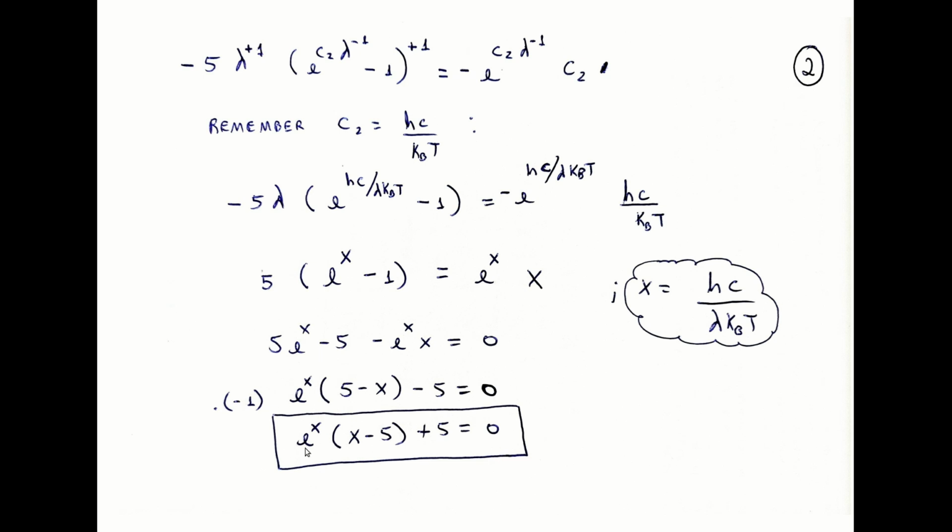Okay, so this function is e to the x multiplied by x minus 5 plus 5 equals 0. If I can find the solution for this function, I can find the value of x, and if I substitute the value of x here, I can arrive at a relationship between lambda and t, since h is the Planck's constant, c is the velocity of light, and k is the Boltzmann constant, which are known constants. Okay, so I'll just have to find the value of x that satisfies this equation.